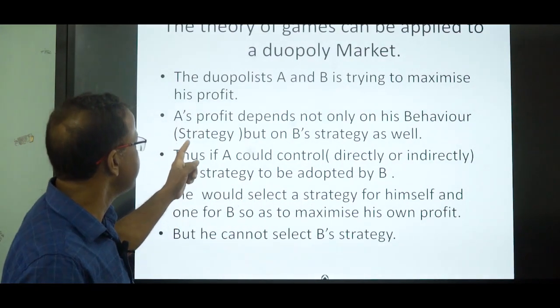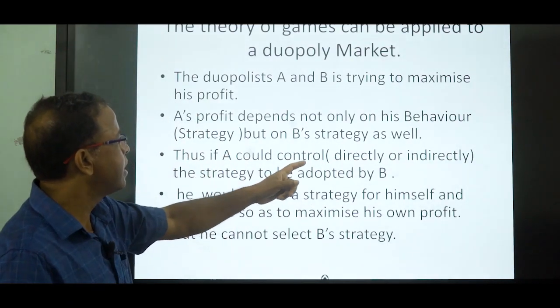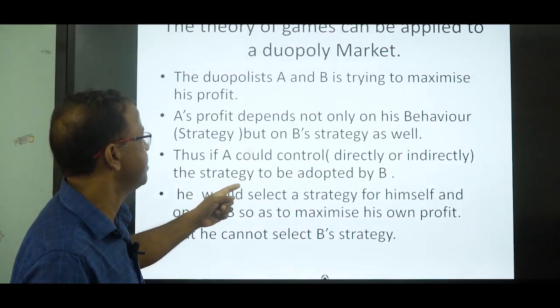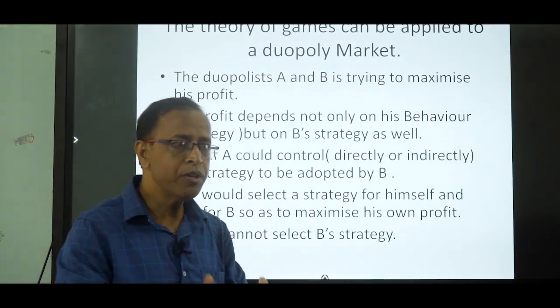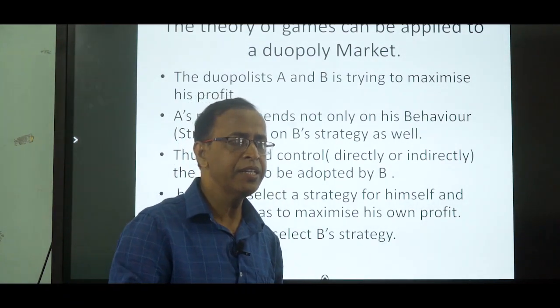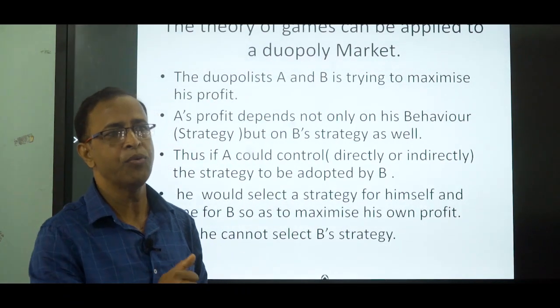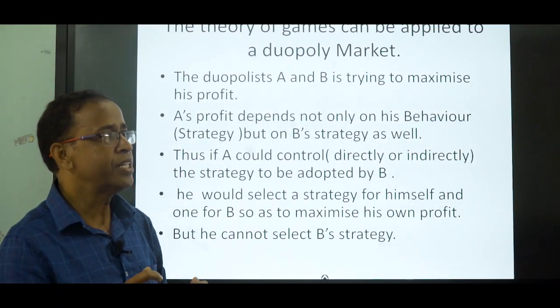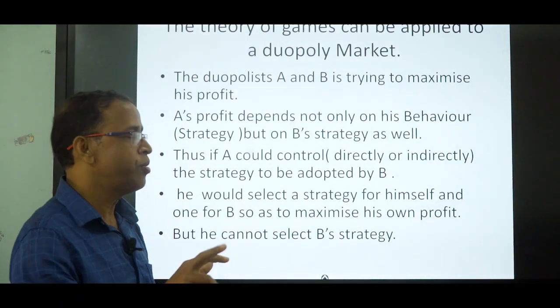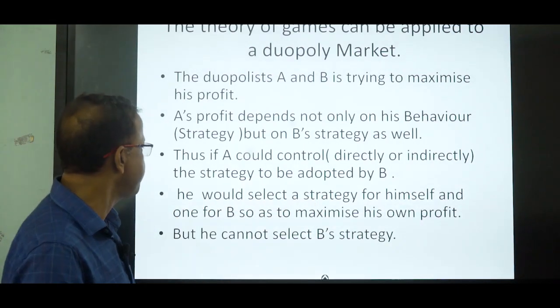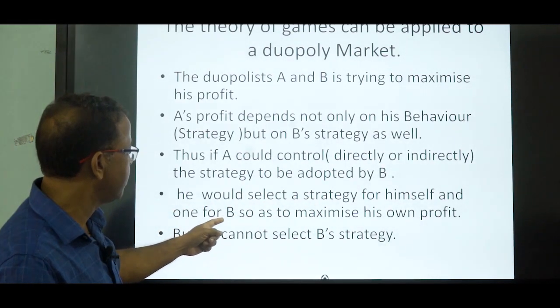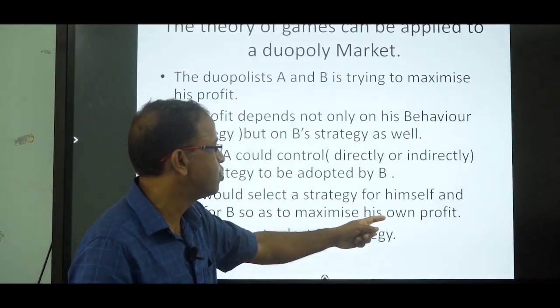And next, thus if A could control directly or indirectly the strategy to be adopted by B, if A controls the strategy of B, then it is sure that A will gain, but it depends on the strategy of B. And next, he would select a strategy for himself and one for B, so as to maximize his own profit.